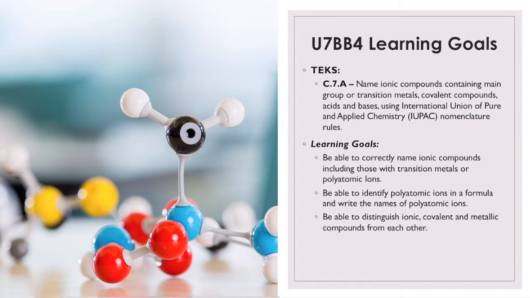So our learning goals here are to be able to correctly name ionic compounds, including those with transition metals or polyatomic ions. We also need to be able to identify polyatomic ions in a formula and write the names of those polyatomic ions. And we also need to be able to distinguish ionic, covalent, and metallic compounds from one another. And that last one is just a general learning goal for this whole unit.